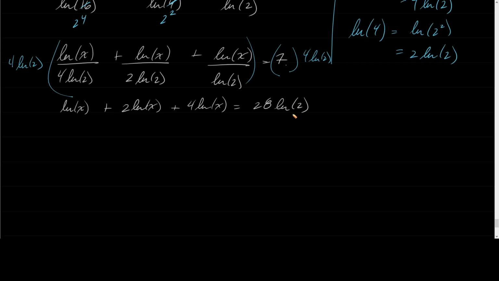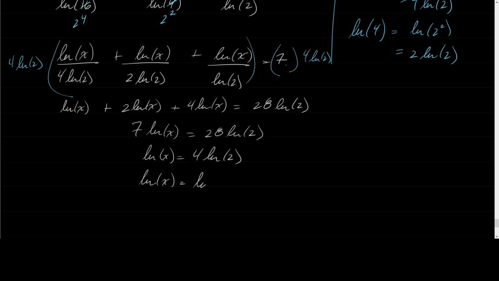So simply what this says is 7 times ln of x is equal to 28 ln of 2, which is simply saying that ln of x is equal to 4 ln of 2. From the power rule, I can rewrite this as ln of 2 to the 4th. So x is simply equal to 16. All right.